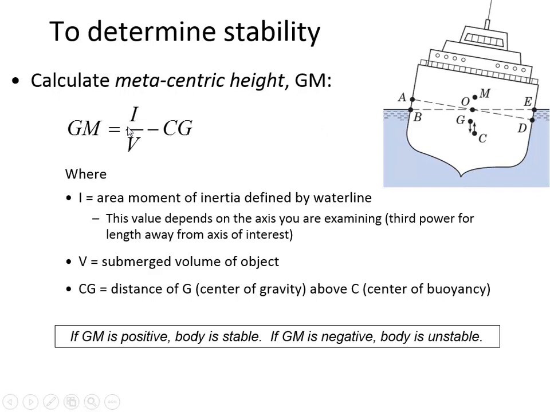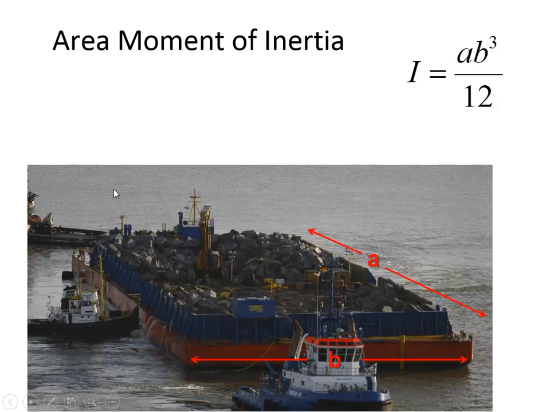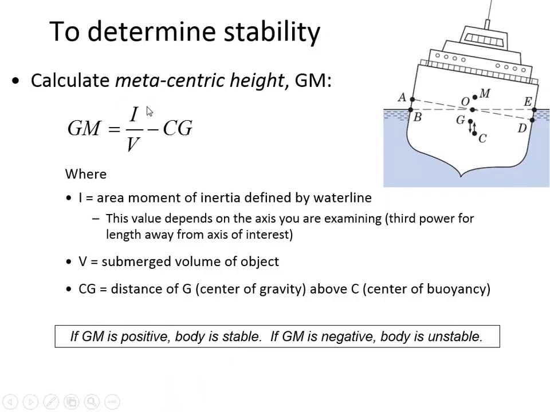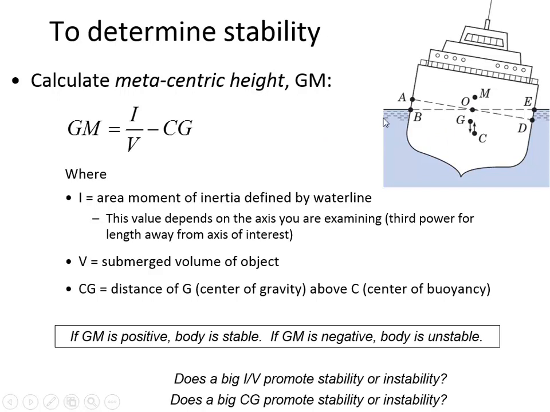So I is the area moment of inertia that we just talked about. It's the length component, the width component, and you can calculate the area moment of inertia with the water line. V is the submerged volume underneath the water line, and then CG is the distance, how far away the center of gravity is from the center of buoyancy. And that's something that you can take a measurement of by knowing the mass of the ship. And if GM is positive, that means the body is stable, and negative, it means it's unstable.